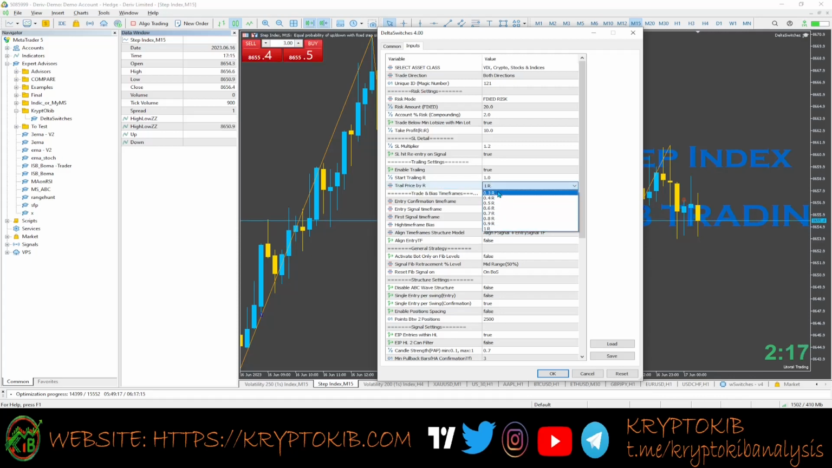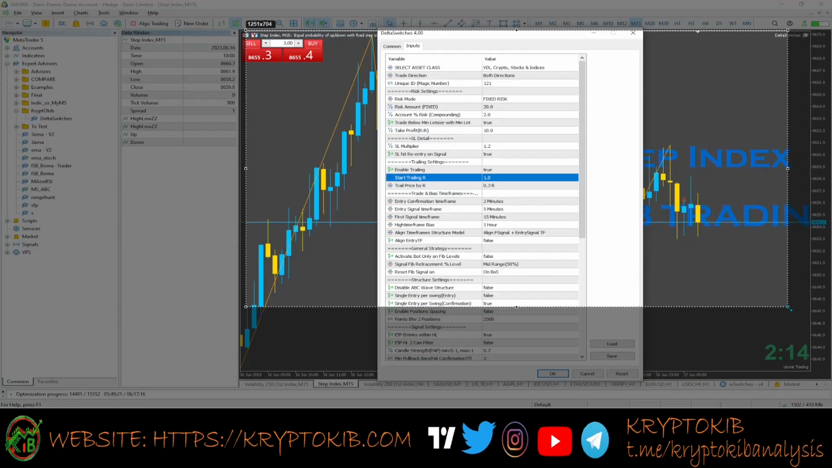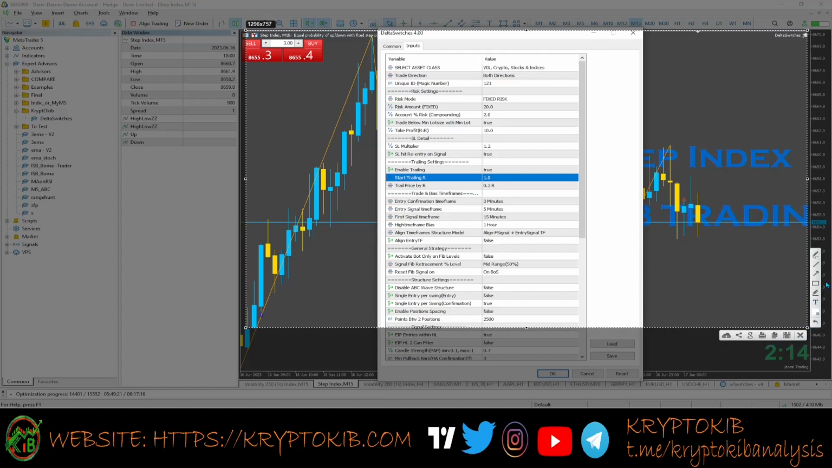But if you choose this as 0.3, it means the moment price is at 1R, it's going to deduct that 0.3 from that 1R, which means it's going to place your stop loss at 0.7R. Let's assume now that you take a trade here.